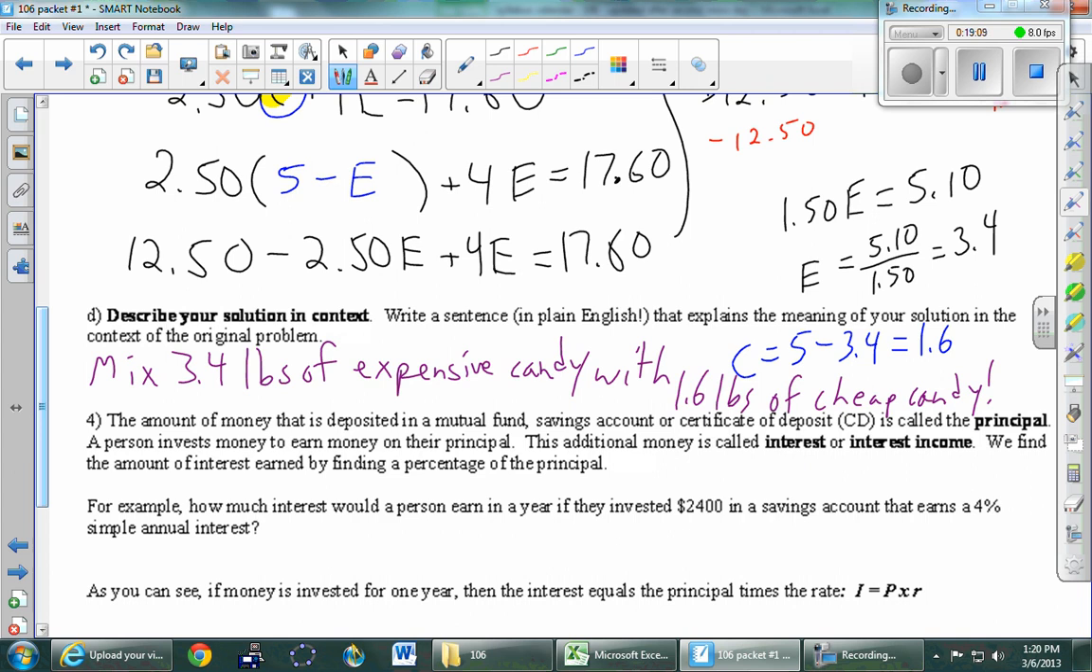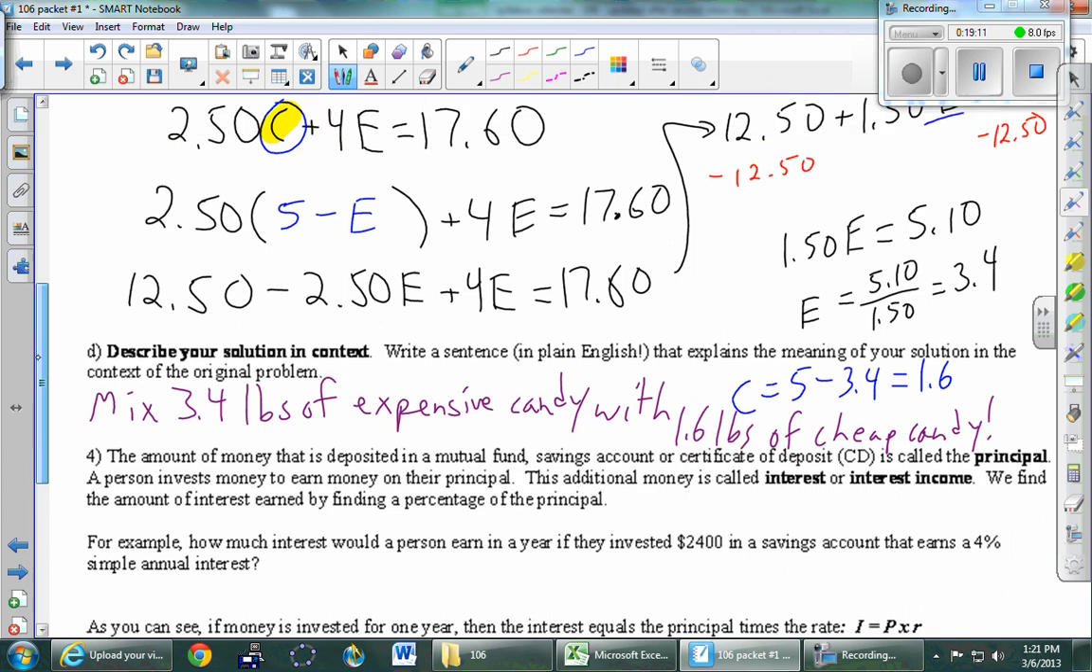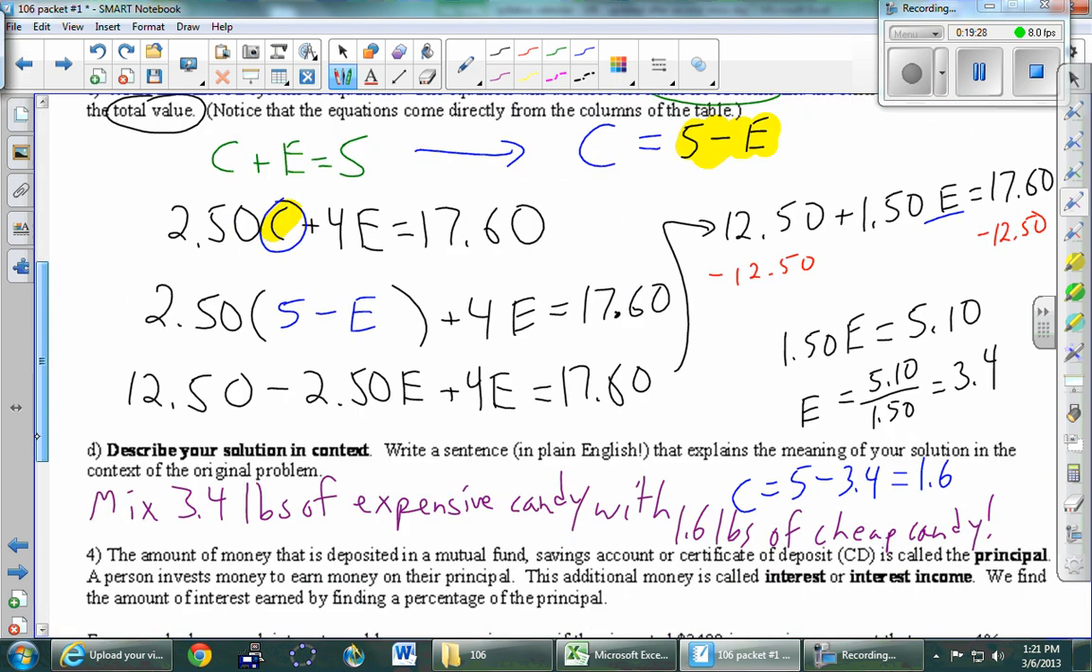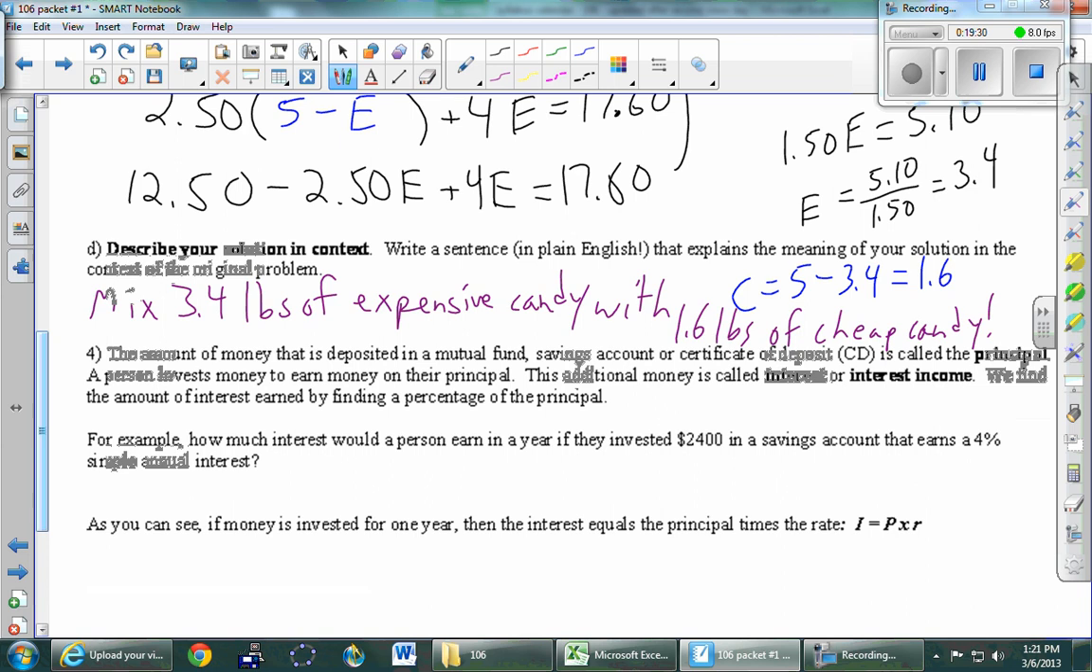Okay, and I think what we had said before is true. We had guessed, let's see, so if we mixed equal parts of the expensive with equal parts of the cheap, it would have been valued at $16 and change. So we said we needed to use more of which kind? More of the expensive kind? Did we end up with an answer that was more of the expensive stuff? Yes, 3.4 compared to only 1.6. Questions on that?